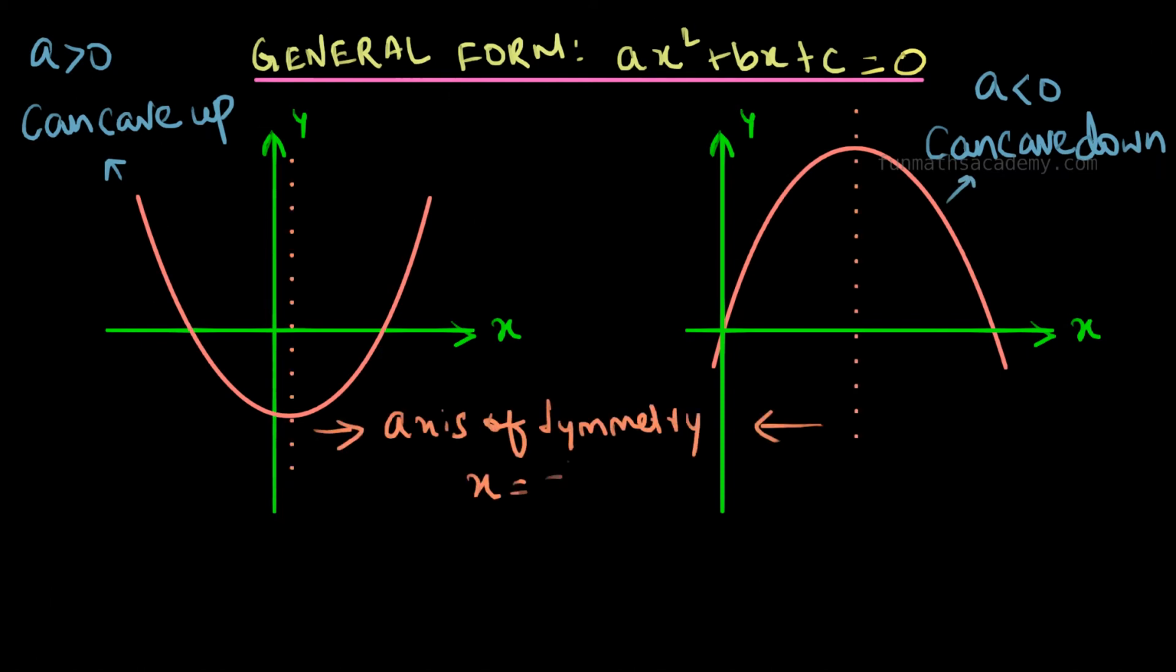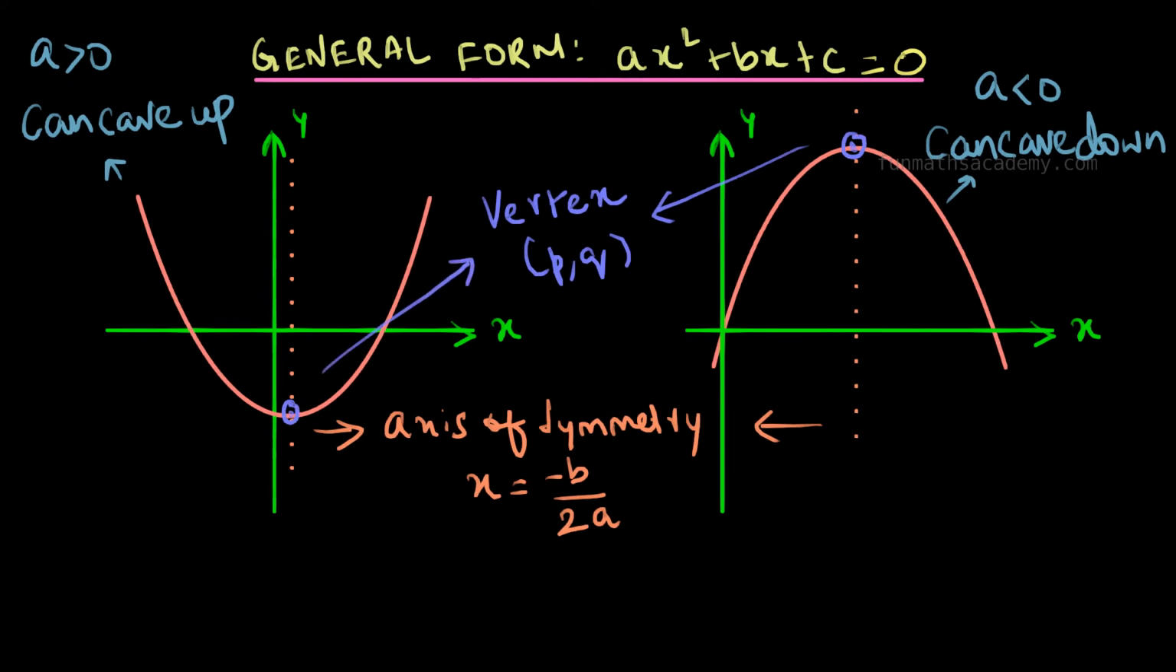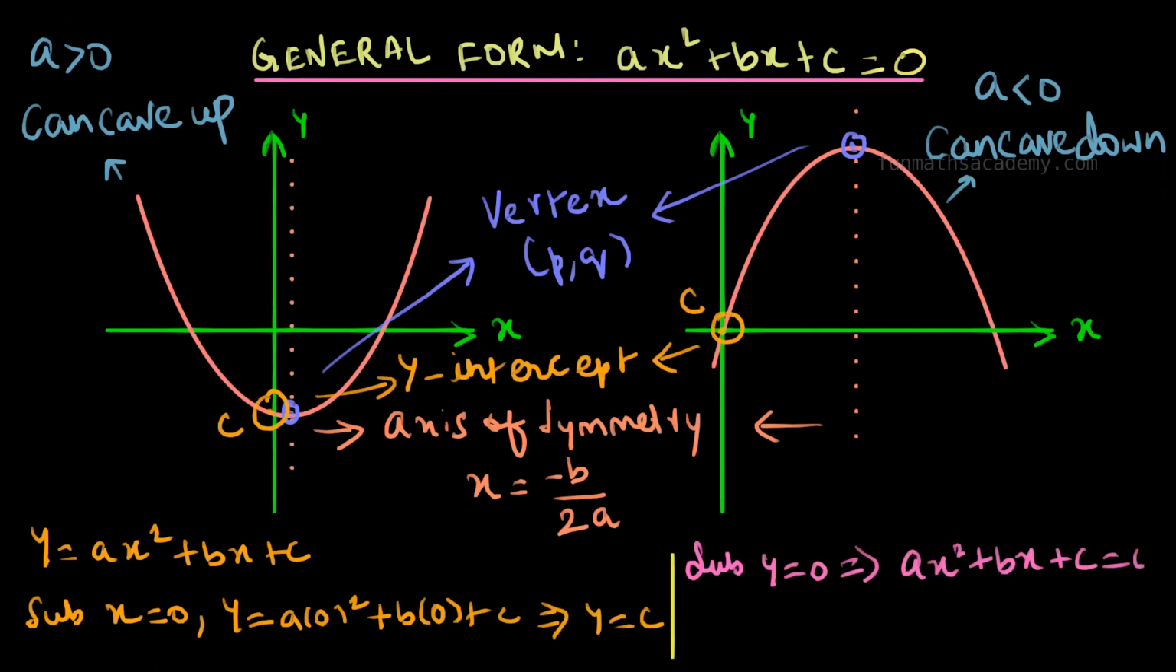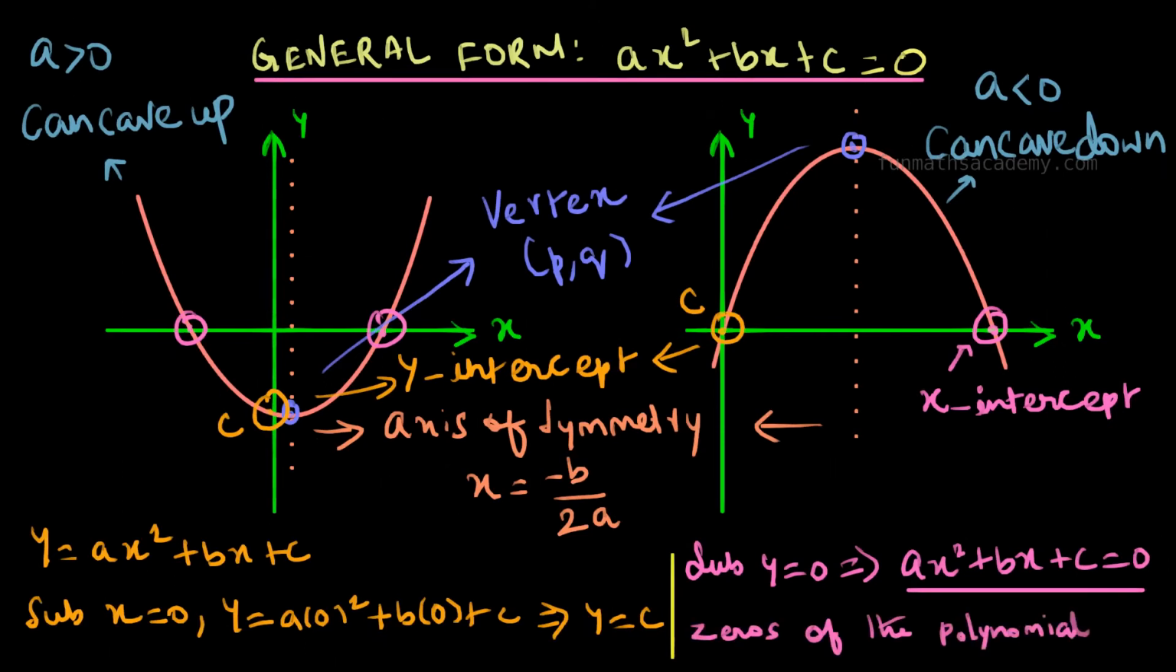Axis of symmetry is the vertical line that makes the parabola symmetric. The minimum value of y when the graph is concave up or the maximum value of y when the graph is concave down is called the vertex of that parabola. When value of x is substituted to 0, we get y-intercept. Likewise, when value of y is substituted to 0, we get x-intercept. As the function becomes 0 at x-intercept, the intercept values of x will then be called zeros of the polynomial. The values of x become the solution of the quadratic equation.